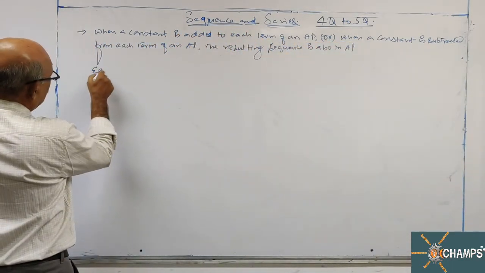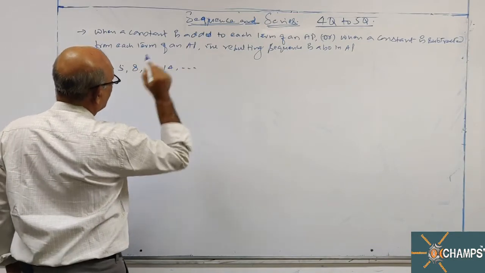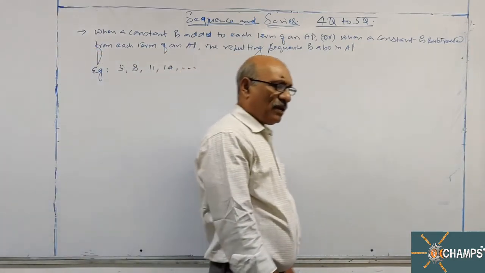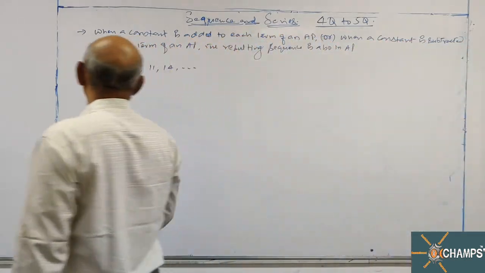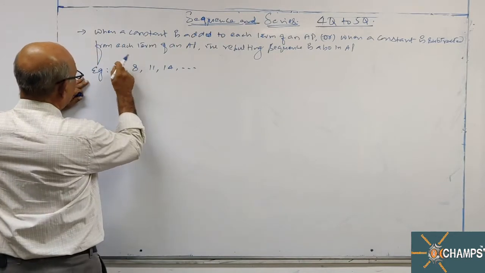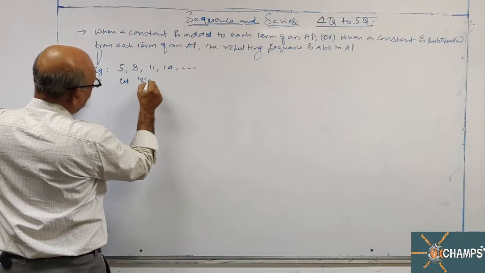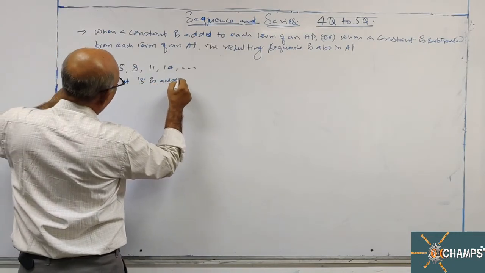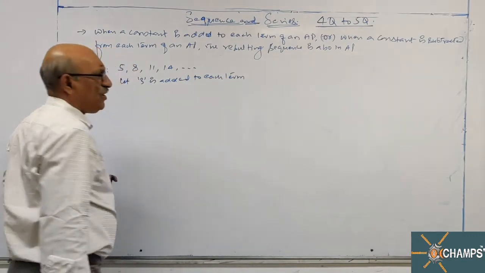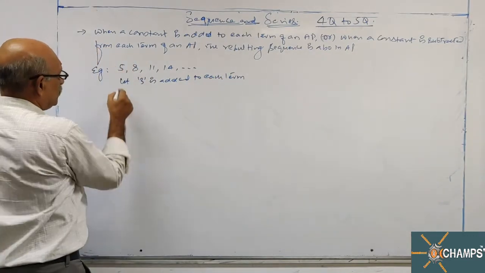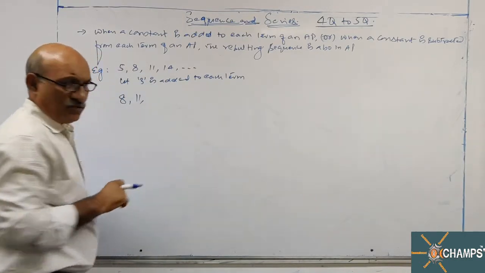For example, sir, 5, 8, 11, 14, etc. This is the sequence I have. What I am doing? A constant I am adding here. Let 3 be added to each term. So 3 plus 5, 8. 8 plus 3, 11. Same sequence I am getting.